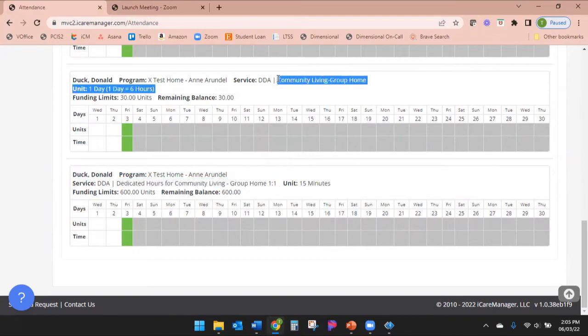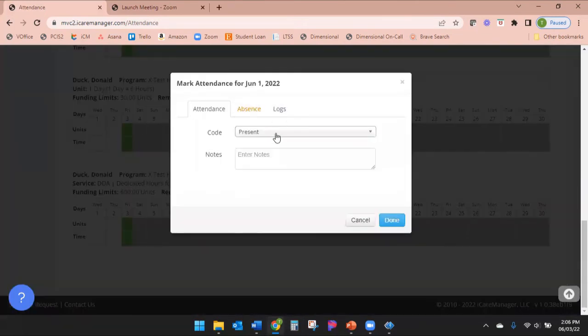The community living group home calendar, this is the calendar that you guys are pros at. This is the same calendar that you guys have been working on for, I think, well over a year at this point. This is the calendar that you simply have to say if they were present or if they were absent.